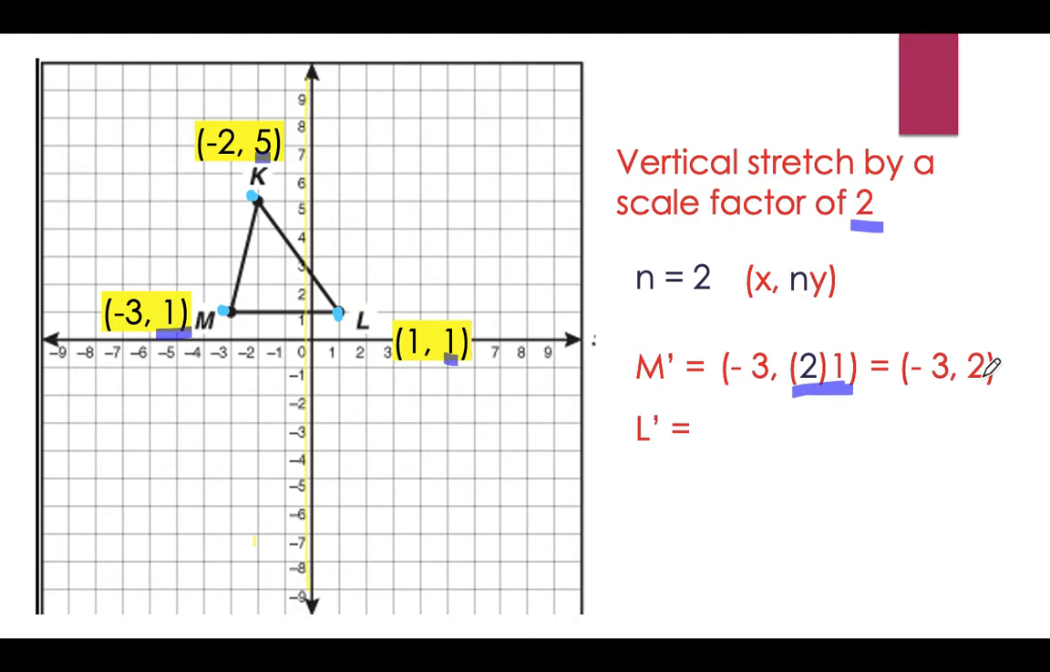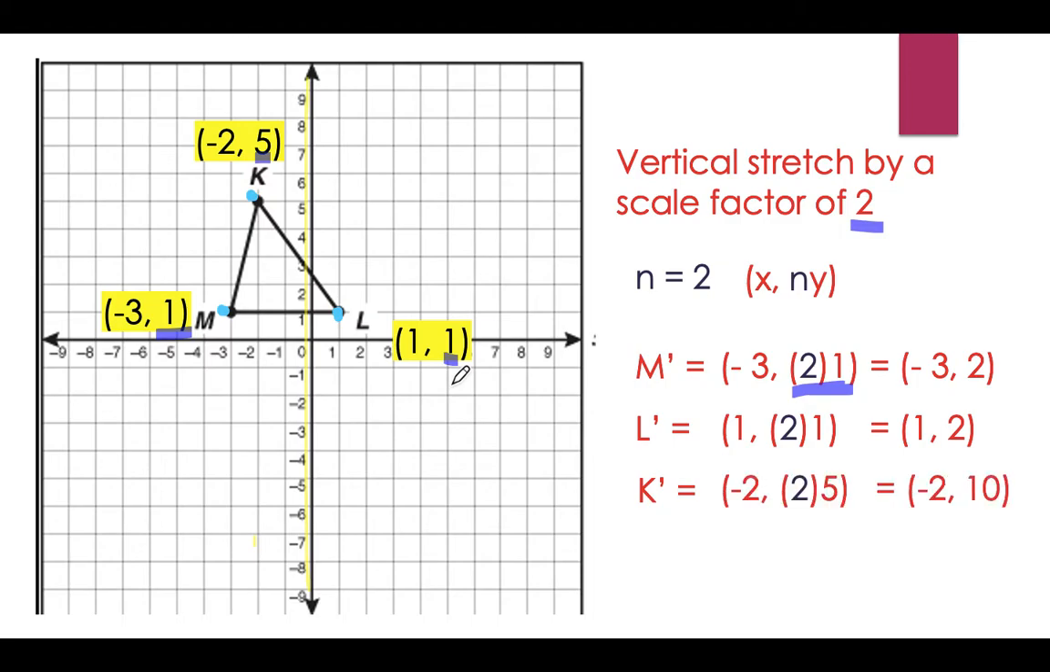So if I look at L, again, I have the point 1, 1. Because it's a vertical stretch, we're going to multiply just my y coordinate by the scale factor, which is 2. So your new point for L prime is going to be 1, 2. And then K prime, again, you're just going to multiply your y coordinate by 2. So your final answer, or your new point, K prime, is going to be -2, 10.